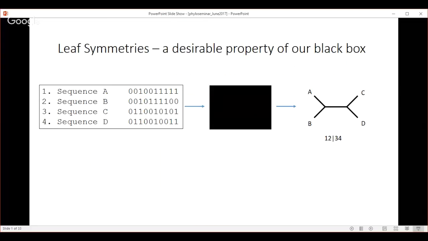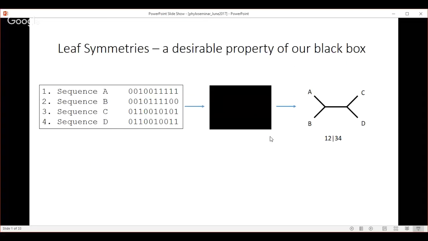All right, so let's do a warm up with a first desirable property of our black box. One of the things that we might like is that I have some sequence data, I put it in the black box and out pops a tree. One thing I should say is I'm distinguishing here between my sequence labels, sequence A, B, C, and D, but I've also got these numbers here, 1, 2, 3, 4, and so I'm imagining I'm putting sequence A in slot 1, sequence B in slot 2, and so on.